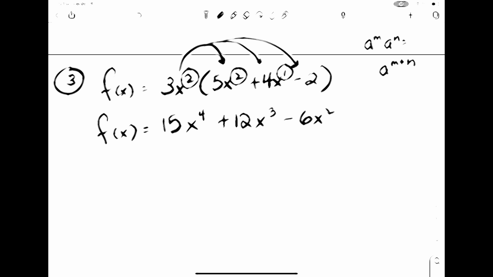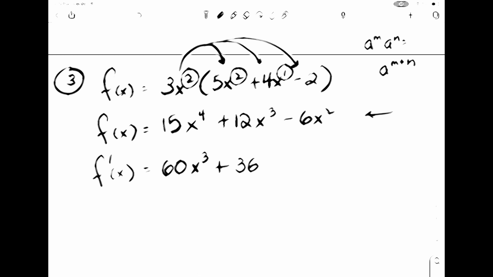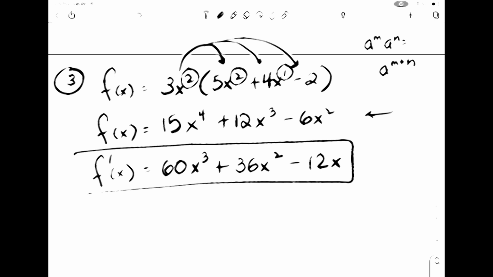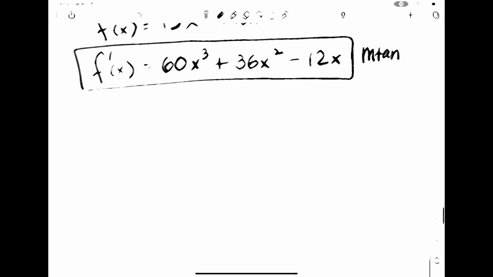Only now, in this form, am I in derivative-friendly form. So I'll do f prime of x is equal to multiply 60 and subtract. Multiply 36x and subtract. Multiply 12x. So there is my derivative. Now, don't forget that this function gives us the slope of the tangent. It's easy to get lost just finding derivative after derivative and forgetting what it means.